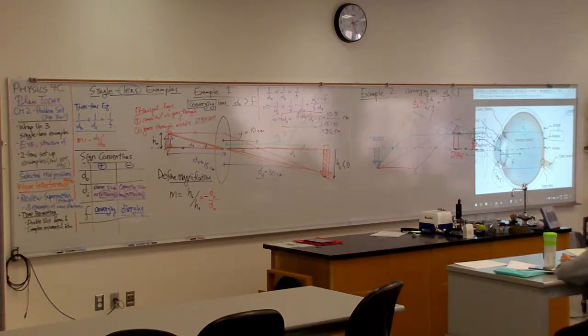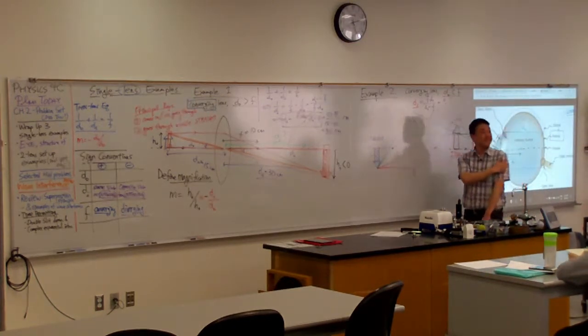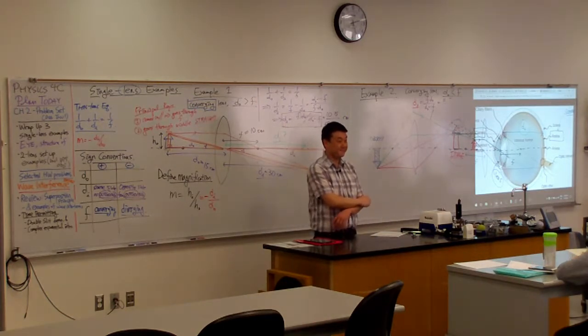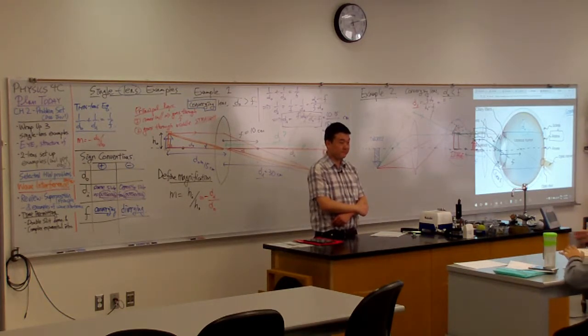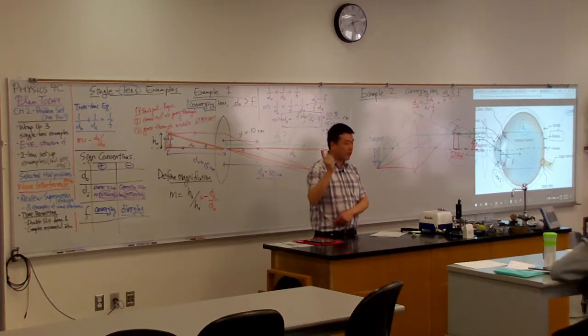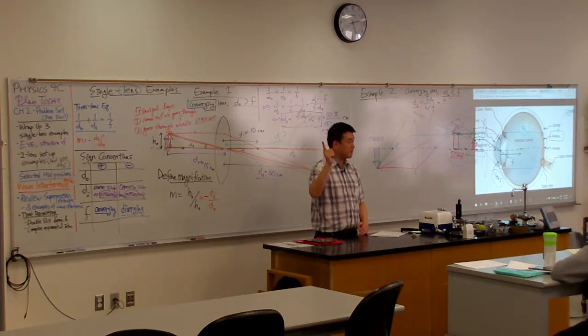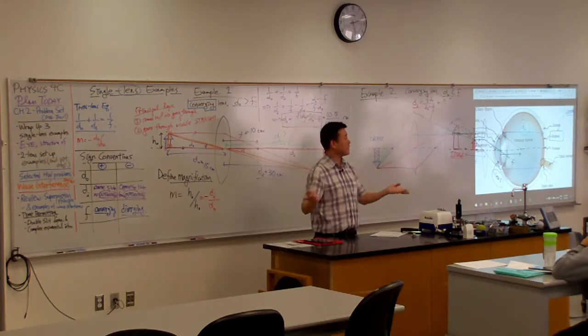Is it possible for object distance to be negative? Yes? Okay, how do you have negative object distance? You have more than one lens, a combination of them. Yeah, so one requirement is that it can only happen in a two lens or more combination system. If you have a single lens setup, then object distance is always positive.